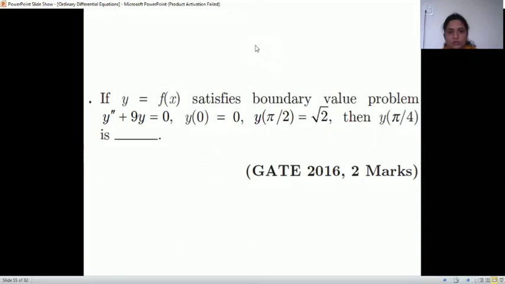Solve this. The auxiliary equation is D square plus 9 equal to 0, so the roots are plus minus 3i. Write down the solution as y is c1 cos 3x plus c2 sin 3x. Apply the first condition, y of 0 is 0. Tell me what you are getting, c1 or c2, and what is that value.